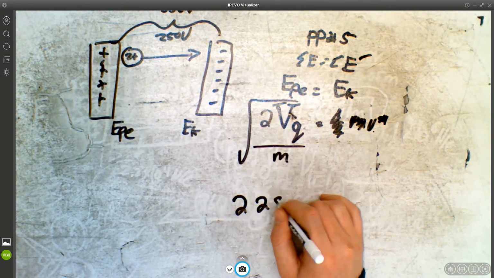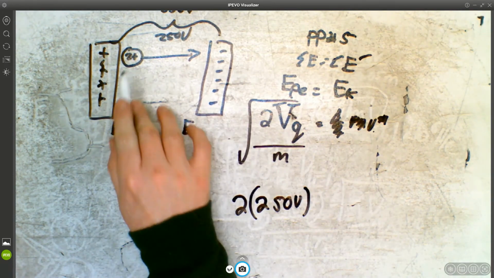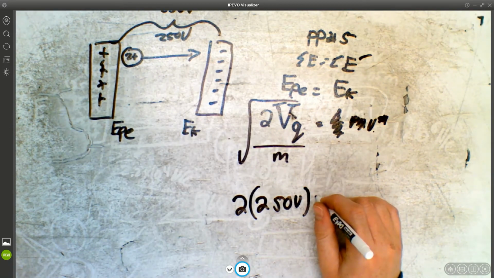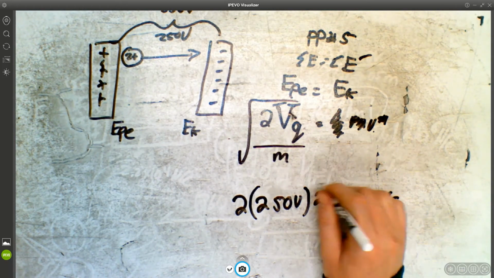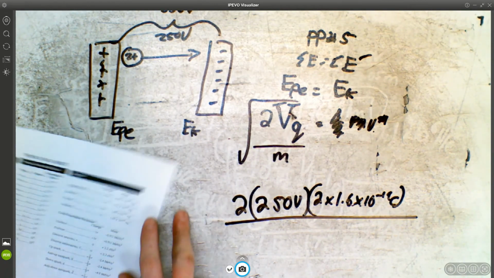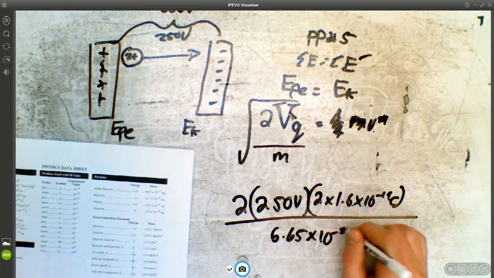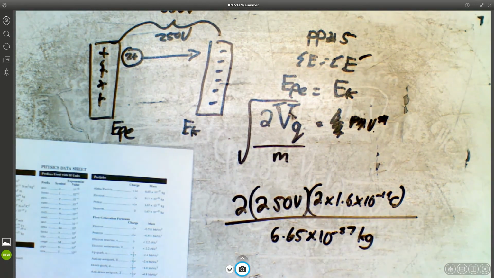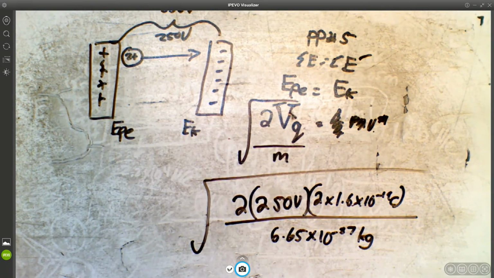So 2 times 250 volts times our charge of our alpha particle. So an alpha particle is 2 times the elementary charge. So 2 times 1.6 times 10 to the negative 19 coulombs. Its mass is on the back of our data book, right? So you have it here, and it says that it's 6.65 times 10 to the negative 27 kilograms. Okay, and we have to not forget to square root that.